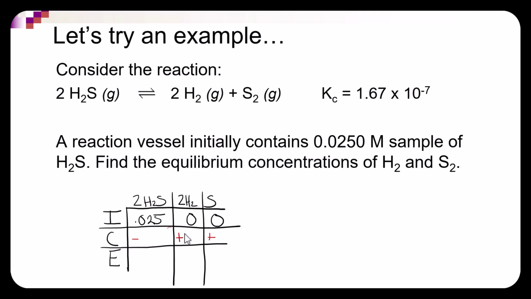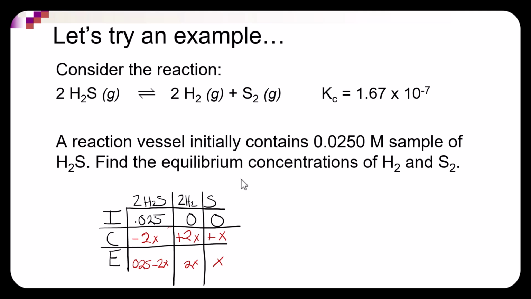And then this one is going to go up by a value of 2x because of that coefficient. This one's going to go up by a value of x. This one's going to go down by a value of 2x. So this is turning into a pretty hot mess. So at equilibrium, we've got 0.025 minus 2x, we've got 2x, and we have x.